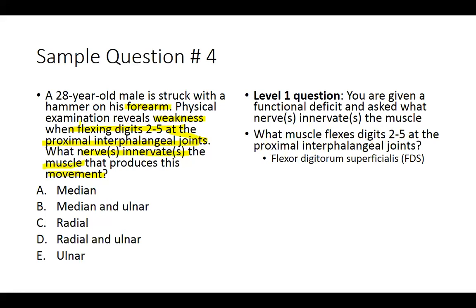So your clue here, it gives you the weakness or the functional deficit. In this case, you get weakness when flexing digits 2 through 5 at the proximal interphalangeal joints. And this is where reading the question is important, because if you just read flexing the digits 2 through 5 and you misread it as distal, you probably would have thought flexor digitorum profundus, which is innervated by some different nerves, okay? So, what nerves innervates this particular muscle, flexor digitorum superficialis?